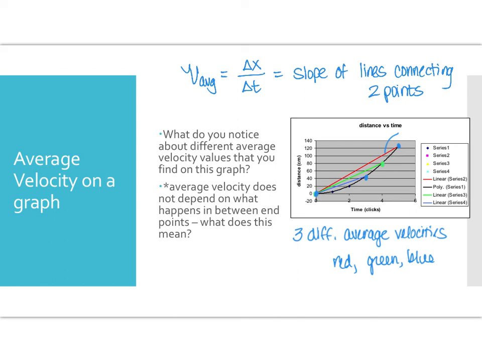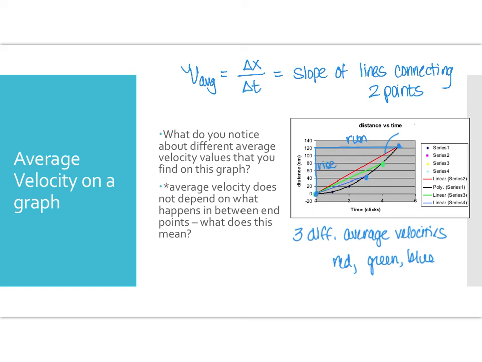This is where the graph, we can get information from the graph. If we actually wanted to do the calculation for the average velocity for these different lines, which has given us 3 different average velocities, what we would be doing would be finding the slope of the line. So for instance, for the red line, I would be looking at here's the run, and here's the rise.